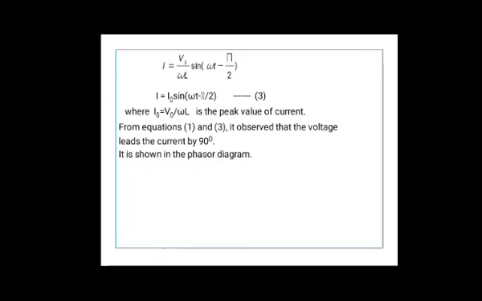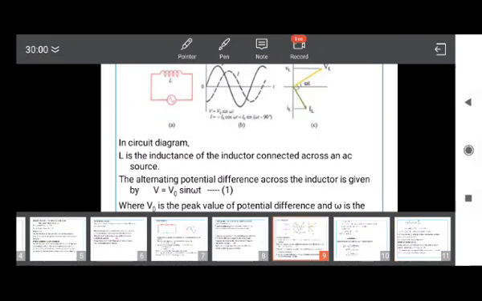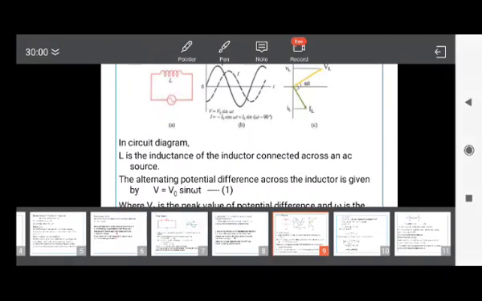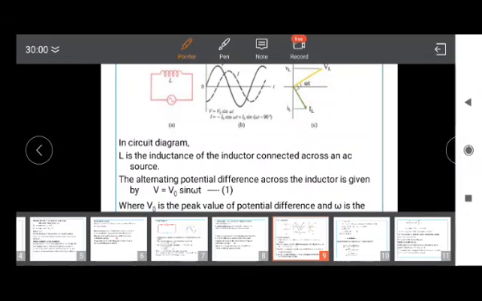It is also shown in the phasor diagram. You can see in this phasor diagram, this is voltage, and current we have to draw on the negative axis because of minus pi by 2. Here you are getting minus pi by 2, or minus 90 degrees. This is the phasor diagram. Clear?